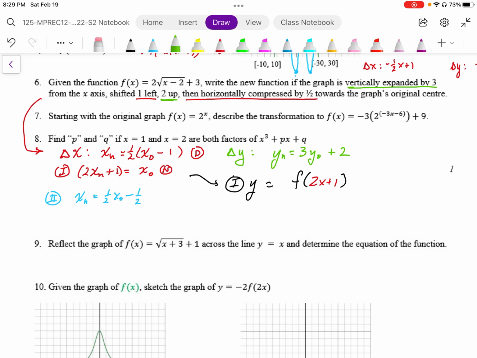And then finishing this off, we're going to look at the y. The y is easy. The change in y is times 3 first, and then plus 2 after. Okay, so that's one potential solution. The other solution comes from here.